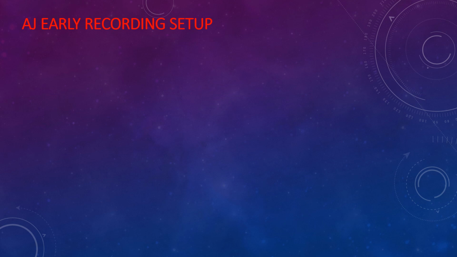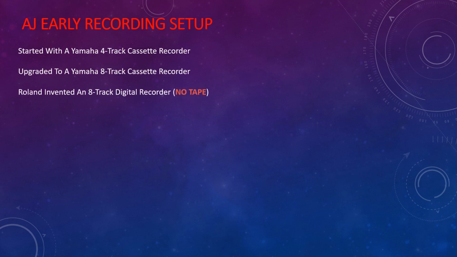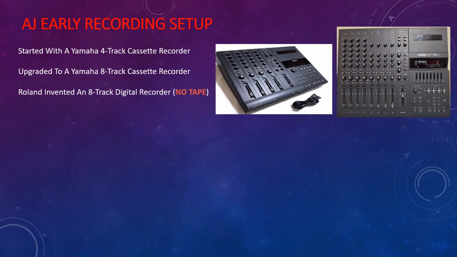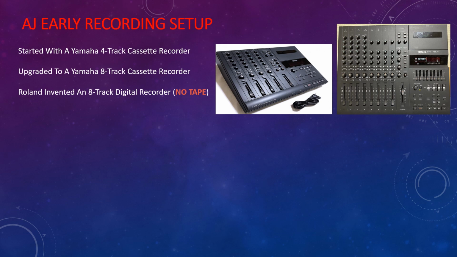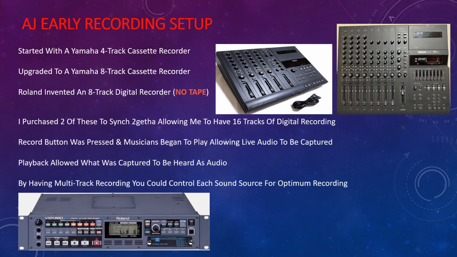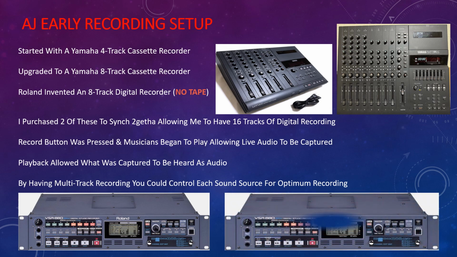AJ early recording setup. I started with a Yamaha 4-track cassette recorder. Then I upgraded to a Yamaha 8-track cassette recorder. Roland invented an 8-track digital recorder, meaning there was no tape, you recorded directly to hard drive. I purchased 2 of those to sync together, allowing me to have 16 tracks of digital recording. The record button was pressed, and musicians began to play, allowing live audio to be captured. Playback allowed what was captured to be heard as audio. By having multi-track recording, you could control each sound source for optimum recording.